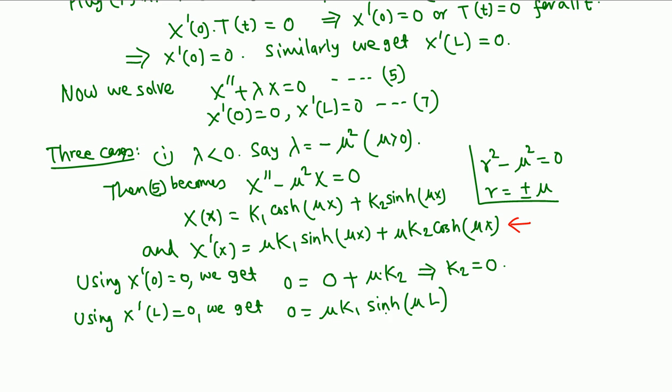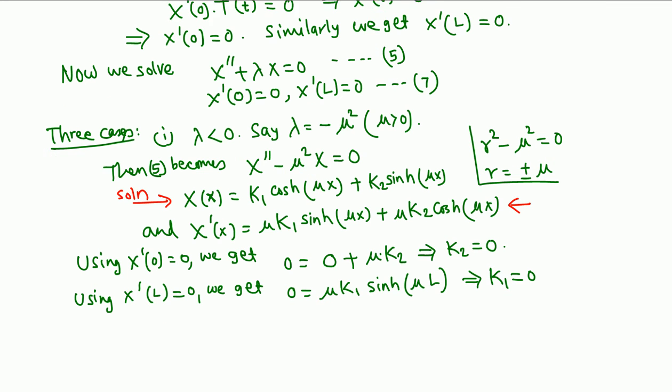This is not 0, and we know that sine hyperbolic is 0 at only one point, when the argument is 0, but this is not 0. Mu is positive and L is also positive, that's the length of the bar. So mu is not 0, and that forces the constant k1 to be 0. So k1 is 0 and k2 is 0, which means our solution is the trivial solution. That is, lambda less than 0 is not an eigenvalue.